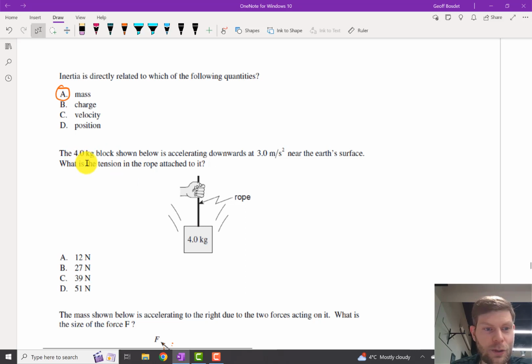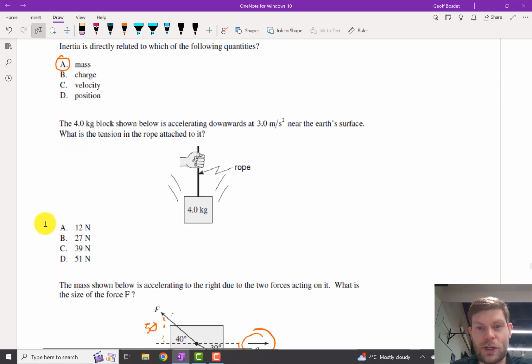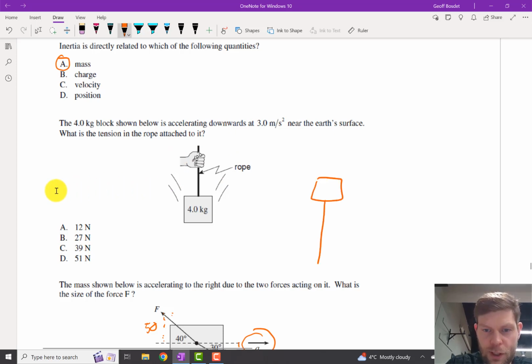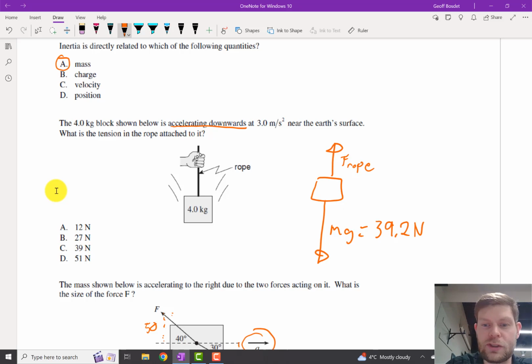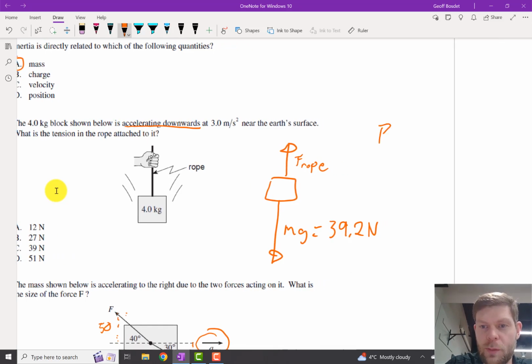All right, here we got a block accelerating downward at 3 meters per second squared near Earth's surface, and we want to find the tension in the rope. We'll just free-body diagram it. We got mg here, which is 4 times 9.8, or 39.2 newtons. We've got our rope force here, which is what we're looking for, which is going to be less because we are accelerating downwards, so down must be winning. Anytime things are winning and forces are fighting, we are big minus smalling it.